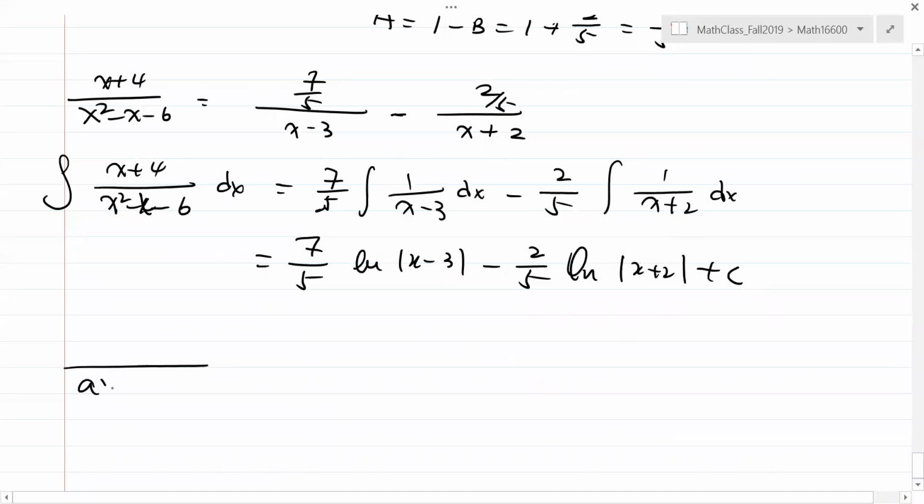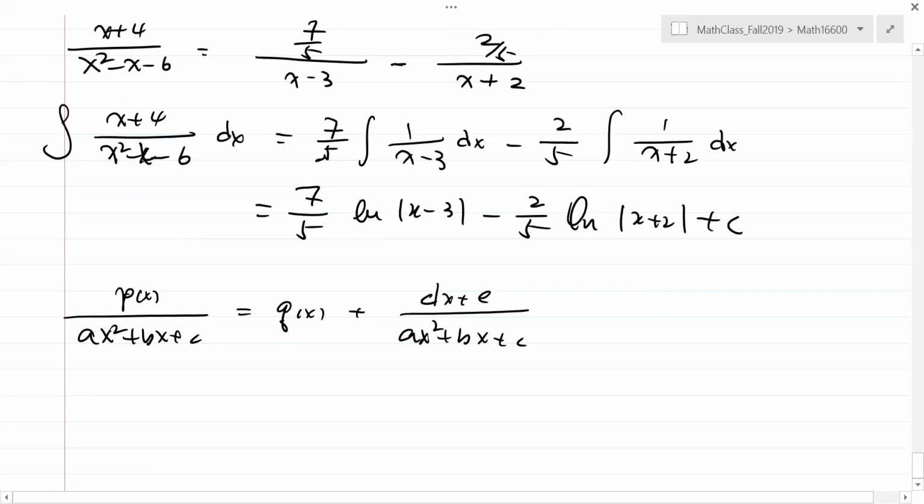If we have ax squared plus bx plus c, and here's another polynomial, then you can always divide by long division, and then you get another one, dx plus e. Okay, so this is the first step you can try, and then it's up to you, and it also depends on what type of function is the denominator.